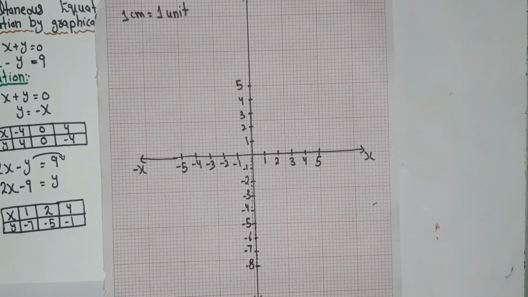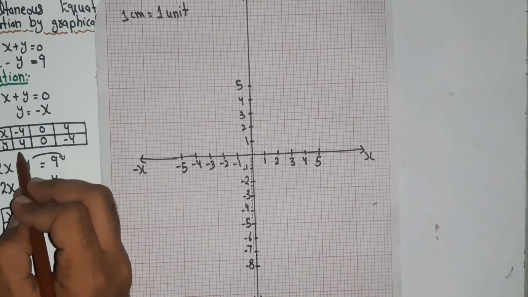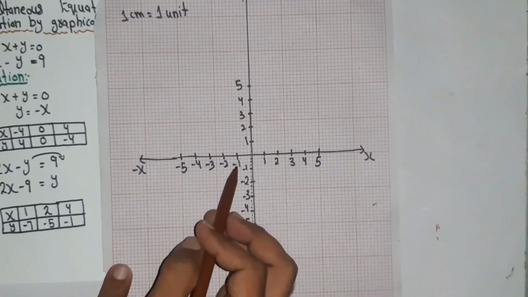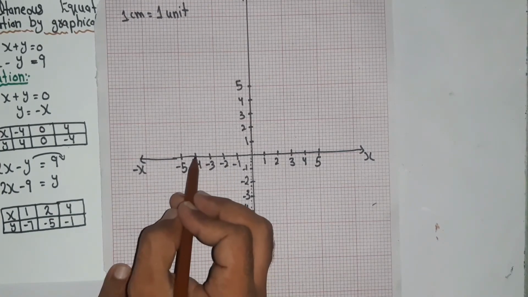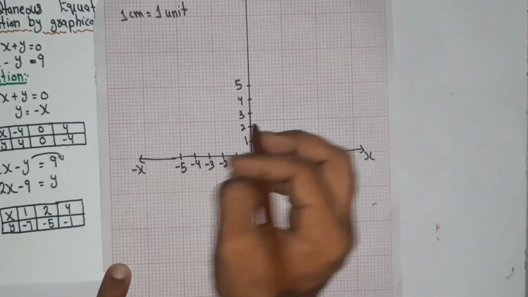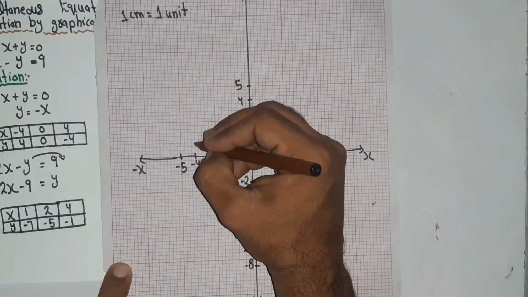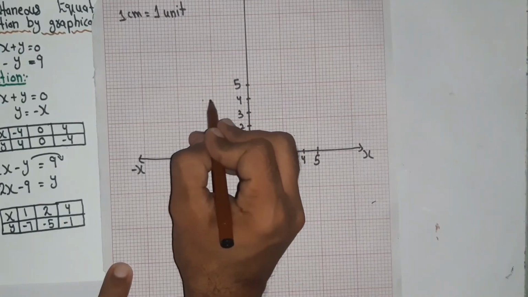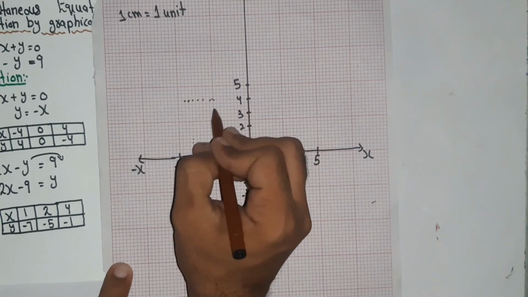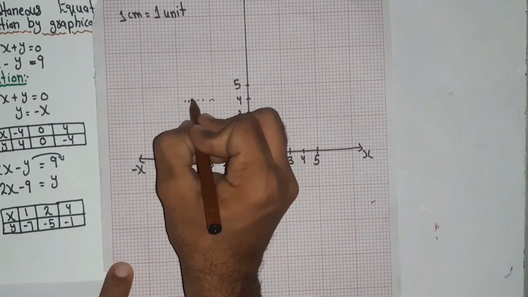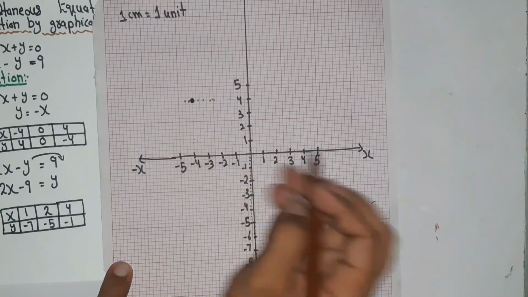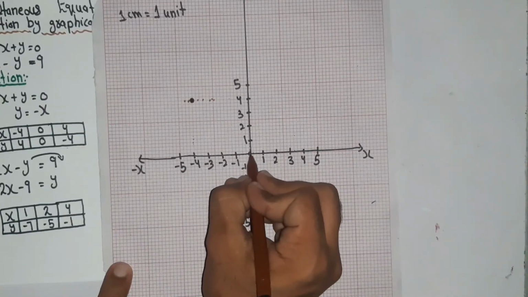So in the first equation we have minus 4 and 4. The value of x is minus 4 and the value of y is positive 4. So here we have negative 4. The value of x is minus 4 here and the value of y is positive 4 here. So we have this point. This point is minus 4, 4. Then we have 0, 0. This point is 0, 0.